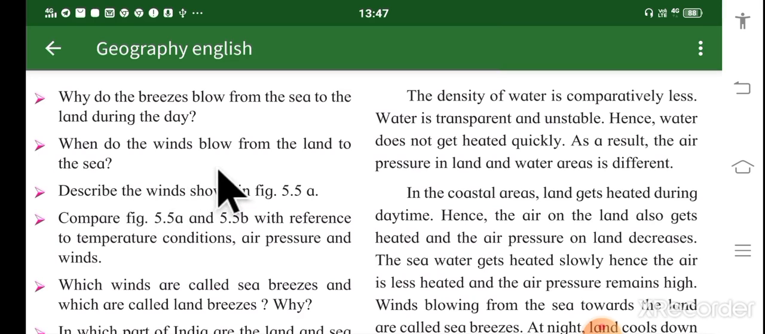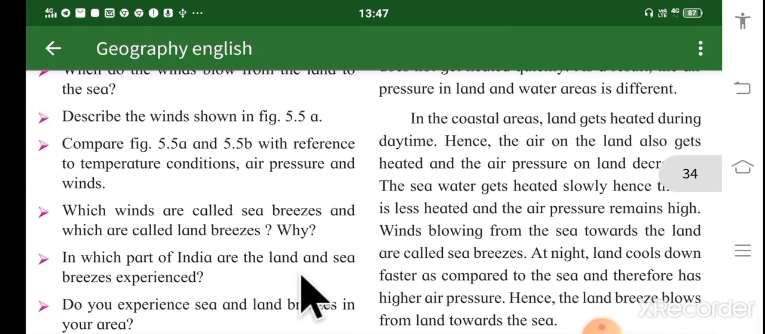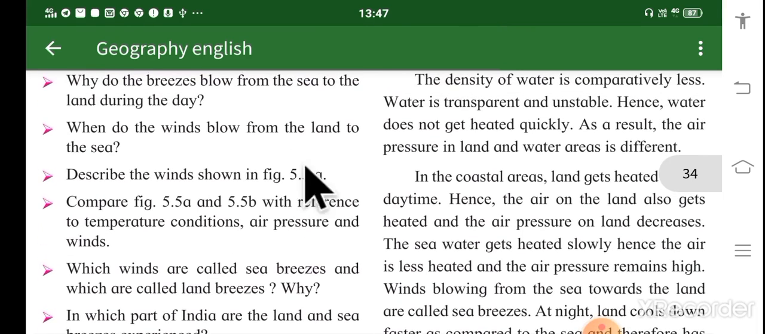When do the winds blow from the land to the sea? For that, you will say the answer is at night. Wind blows from the land to the sea at night. Third, describe the wind shown in figure 5.5a. It's a sea breeze.